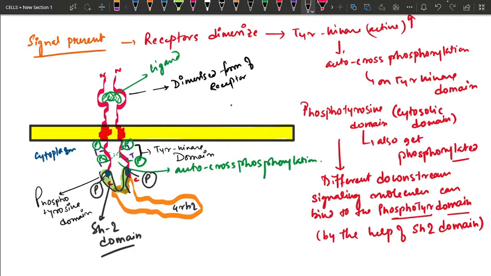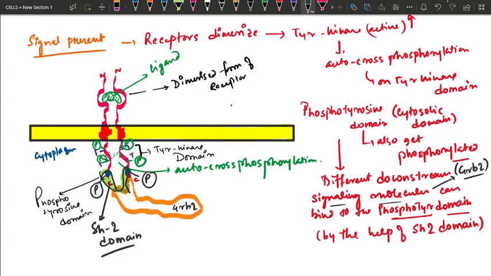So different downstream signaling molecules. For example, the Grb2 protein, we'll see that in the MAP kinase pathway, this Grb2 protein is one of the important scaffold proteins, right? So different downstream molecules can be the Grb2 protein. We'll see in other examples that the downstream molecules can be PI3 kinase, phospholipase C gamma. We'll see that in the other detailed pathways. One example is Grb2, and with the help of its SH2 domain, it binds with the phosphotyrosine domain, and as a result, the downstream signaling pathway is now carried out.